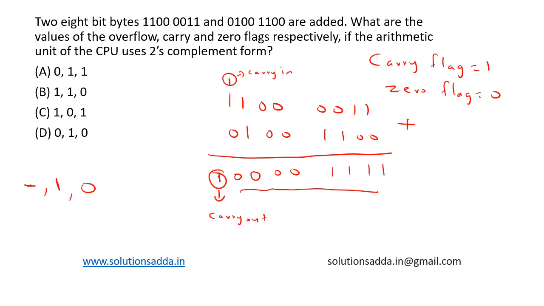Now let's try to eliminate the options. This can be eliminated. This can also be eliminated. Now B or D are the possible solutions. To find out if overflow has occurred, the condition is carry out XOR carry in. So we have 1 XOR 1 which is equal to 0. So the last bit is the overflow flag. So it is 0. So 0, 1, 0. Option D is the right choice.